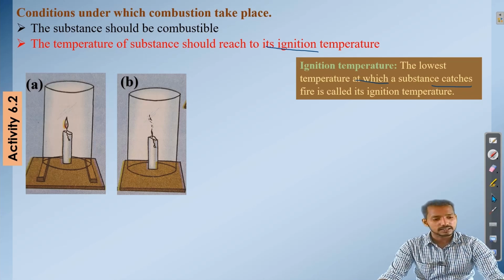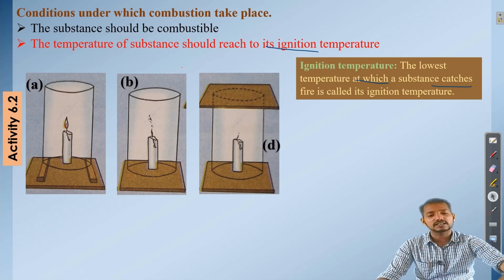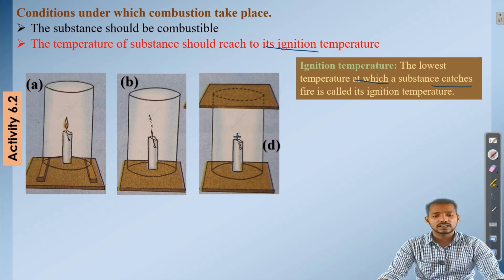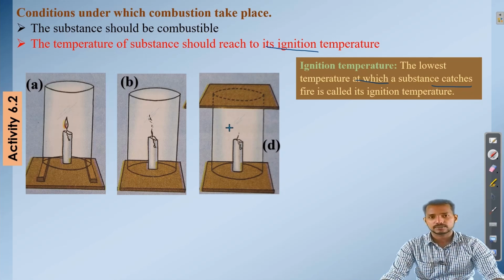And the third possibility: I'm going to cover this glass chimney with another cardboard. At that time you can observe that the flame goes off completely. So what information will we get from these three figures? Let's analyze it one by one.